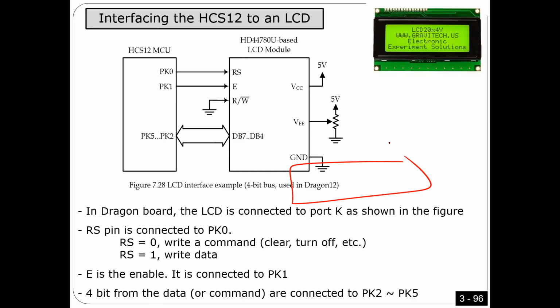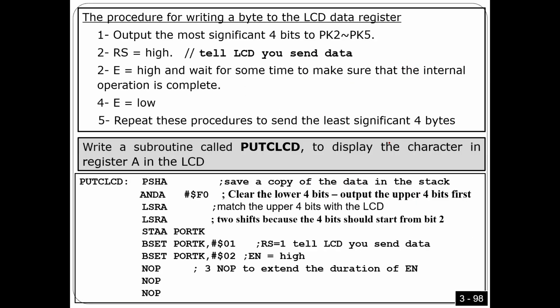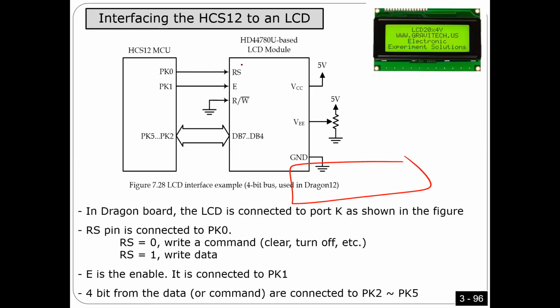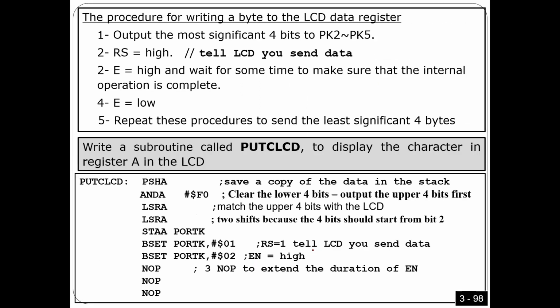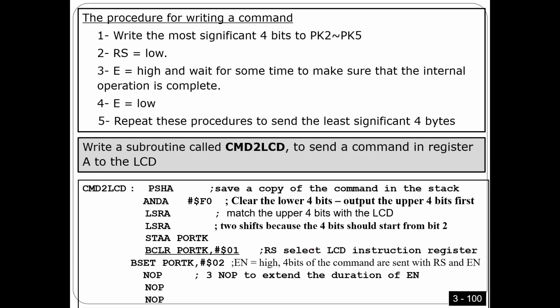Look, very simple. The code is identical to what I explained right now if you want to send a command, but there is only one difference. This difference is, instead of putting one here, because one means I'm sending data, you are gonna just put zero, because zero means you are writing a command. This is the only difference there, right? So that is why we have another subroutine. This subroutine is called command to LCD, right? So this subroutine is used if you want to send a command to the LCD.